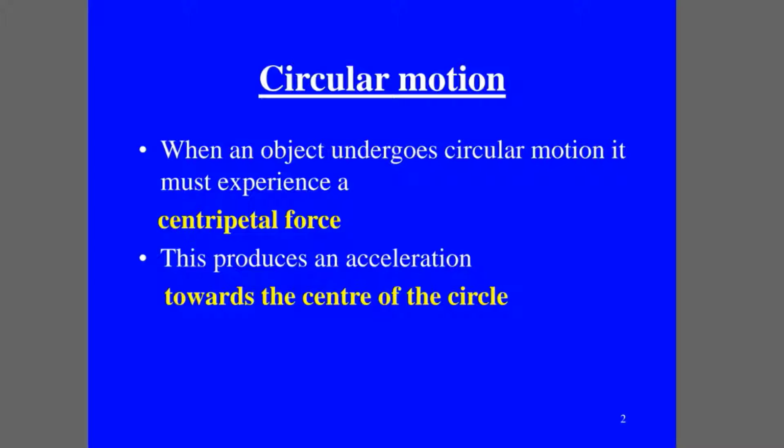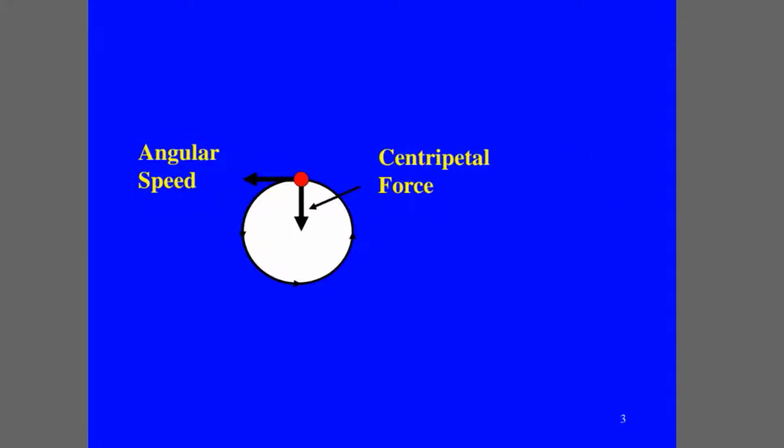Let us take an example, a cycle revolving around a circle. The handle and the whole body of the cycle must oppose a force called centrifugal force. The centrifugal force produces an acceleration towards the center of the circle, so that the handle is always turned around the circle. Then go to the next slide.